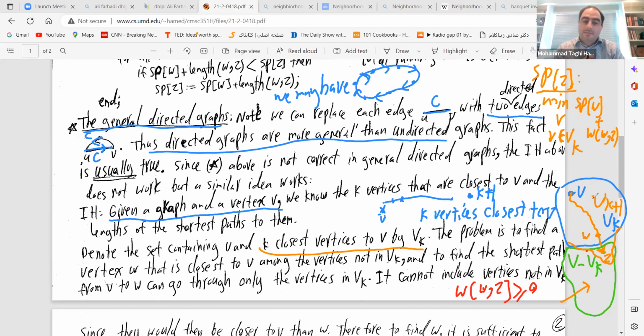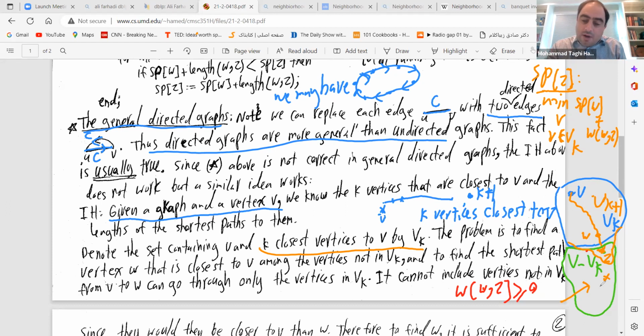Does it make sense? So this is actually the way that we are doing, like again, algorithm designed by induction. Z will be added, and then you will repeat this one. So now we have V_{K+1}, then you add the next vertex, and so on until you are seeing the whole vertices of the graph.